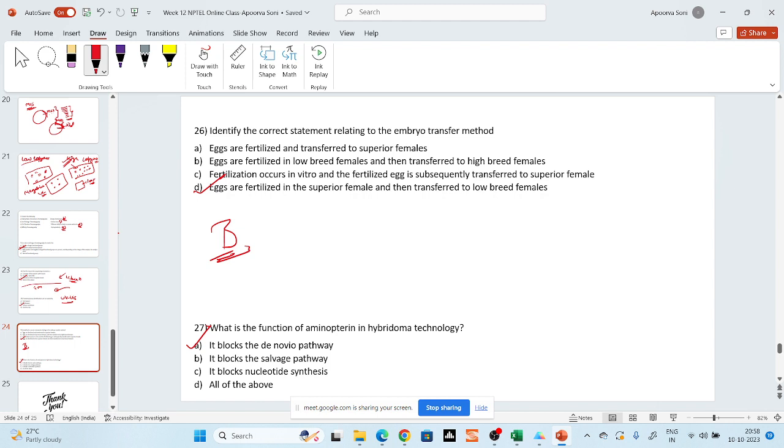So that is how, when you have your HAT medium, hypoxanthine, aminopterin, thymidine, this aminopterin allows you to select only the fused cells, that is hybridoma cells. It will kill only the B cells or only the myeloma cells, and only the fused cells, which are the hybridoma cells, will survive, and the rest two cells will be killed in the HAT medium.